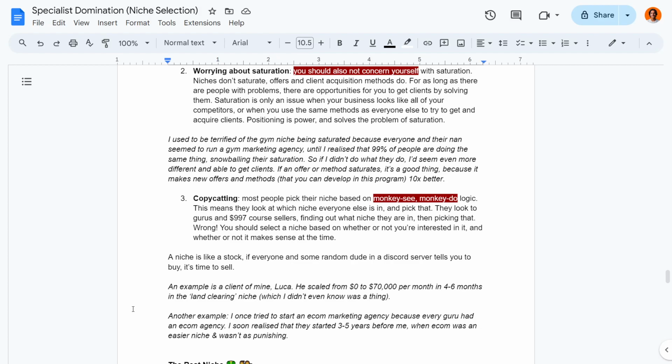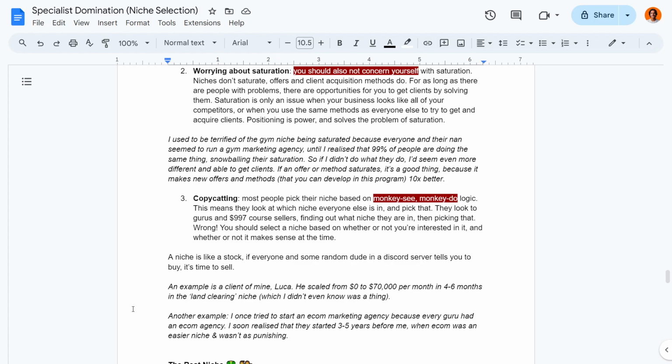A niche is like a stock. If everyone and some random dude on a Facebook group or a WhatsApp group or a Discord server tells you to buy it, you need to know that it's time to sell. An example is a client of mine named Luca, who scaled from zero to $70,000 per month in like 4 to 6 months in the land clearing niche.